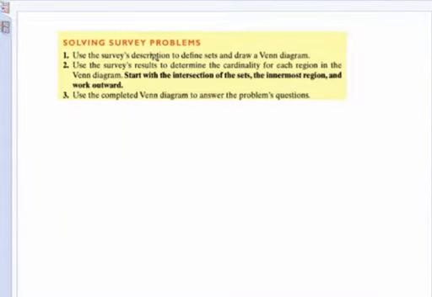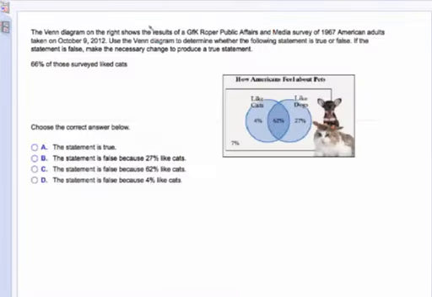To do a survey problem, first off, you want to draw a Venn diagram and use the survey results to determine the cardinality. Remember, that's the number of elements in each region of the Venn diagram. And you start with the intersection of sets, the innermost region, and you work your way outward. Then you can use the completed Venn diagram to answer the problem's questions.